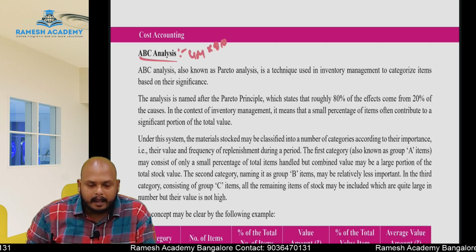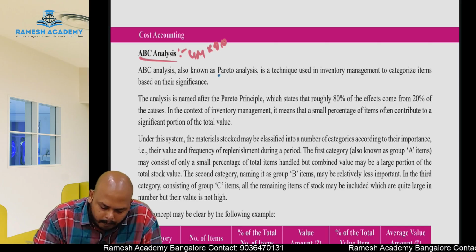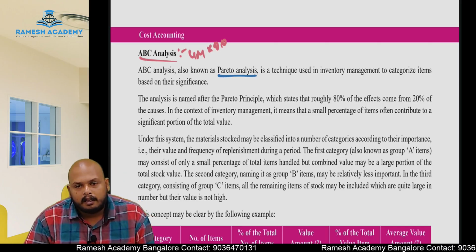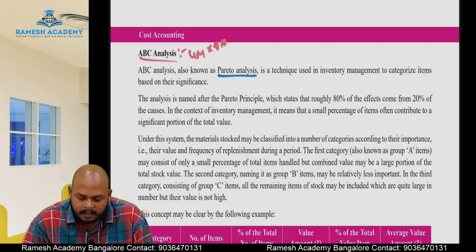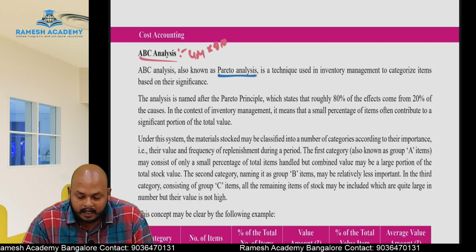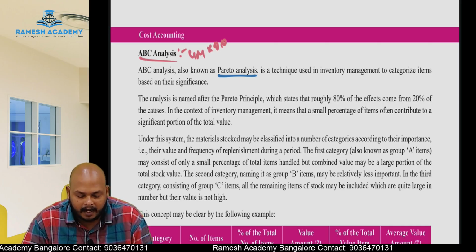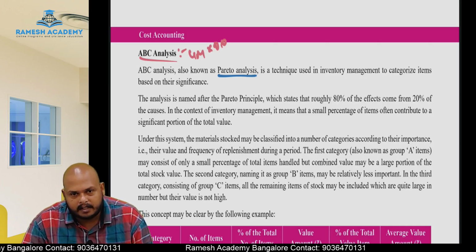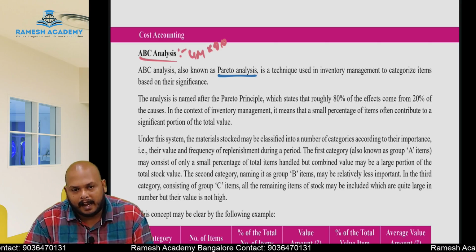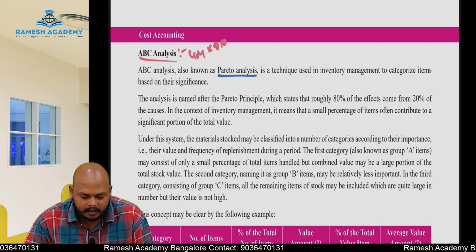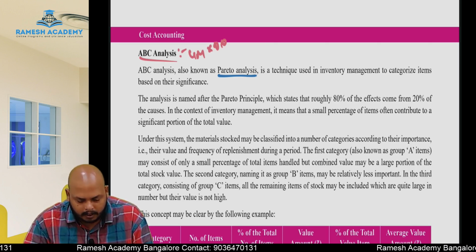Next, ABC analysis is also known as Pareto analysis. ABC analysis is also known as which analysis? Pareto analysis. It is a technique used in inventory management to categorize the items based on their significance. So ABC analysis is one technique to categorize the items based on their significance. Significance is nothing but importance.